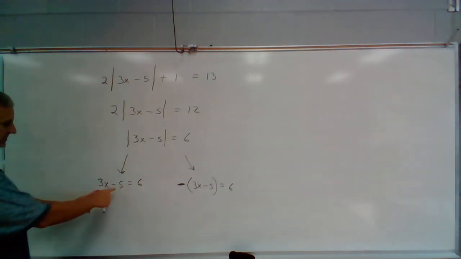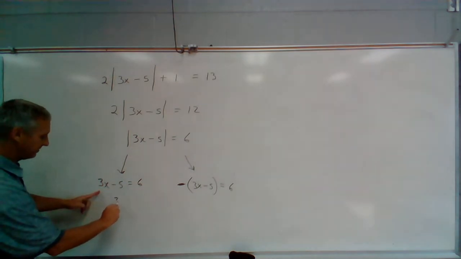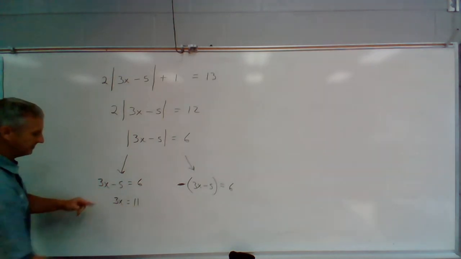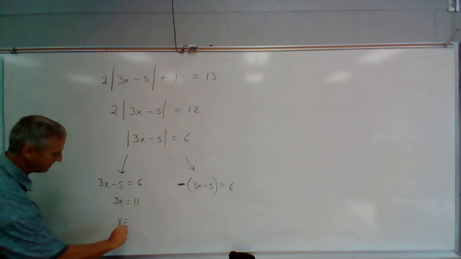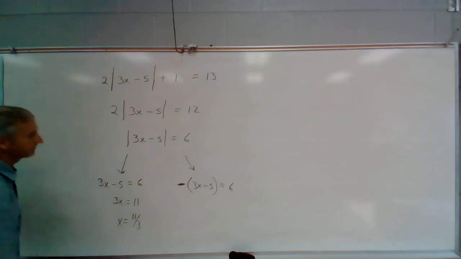All right, solve this equation. I'm going to add 5 to both sides. 3x equals 11. Divide both sides by 3. I get x is 11 over 3.